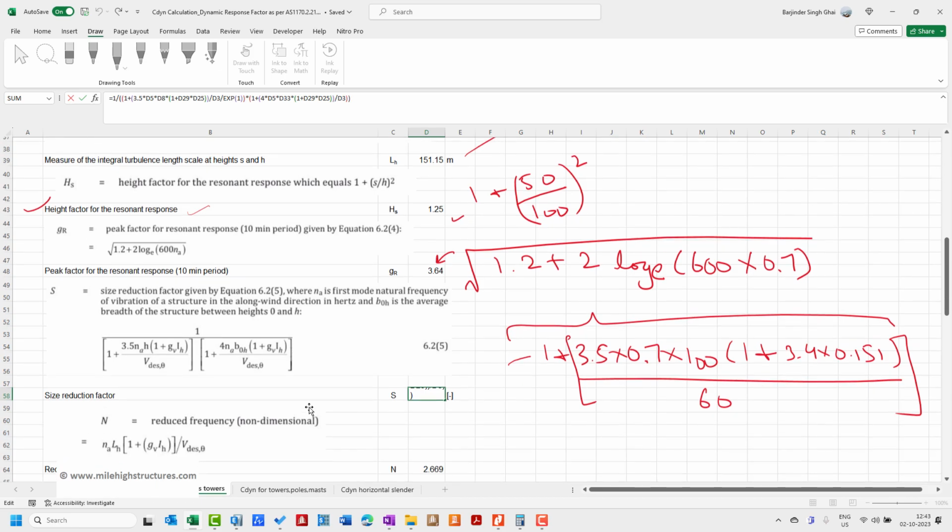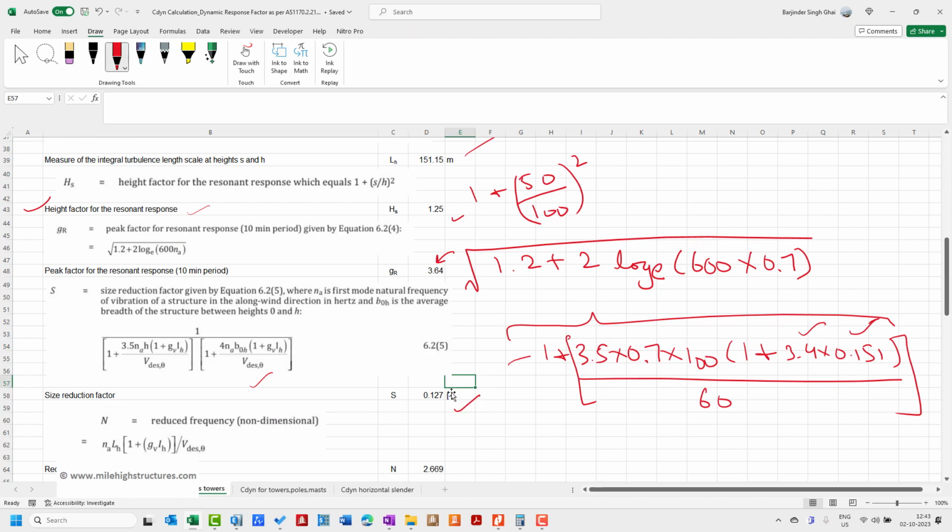Similarly, we can take the other value also. Na is again the first mode natural frequency. B0h is the average width between 0 and h. Gv is again what we have calculated here, that is 3.4. IH is again the turbulence intensity, that is 0.151, divided by the V design theta. So as per that, we can simply calculate this value as 0.127.